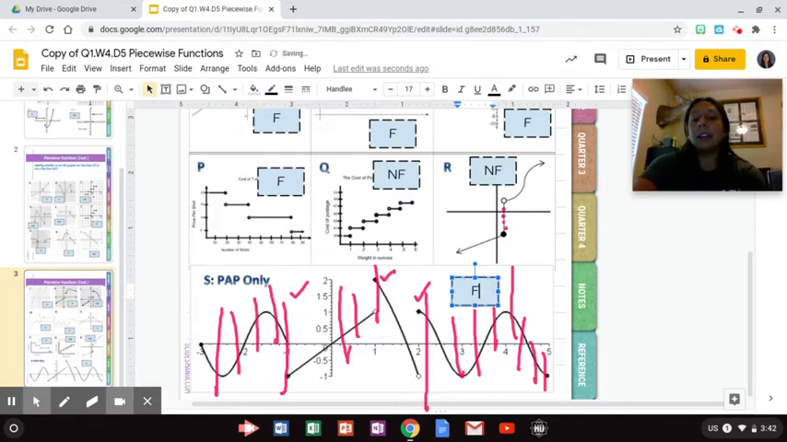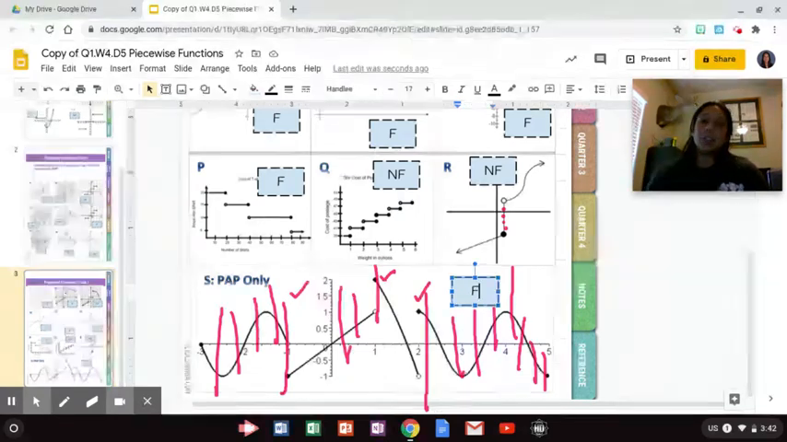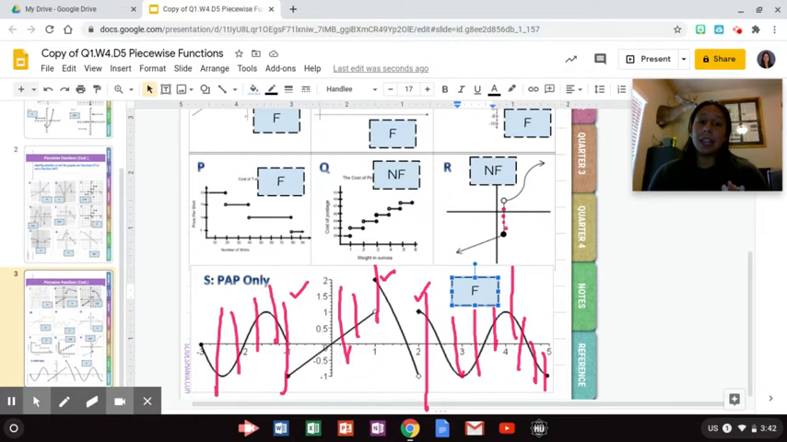Okay, so today you're going to have piecewise functions, and you're also going to have functions that we did yesterday. You'll be looking at piecewise functions, graphs, tables, mapping, and ordered pairs. So you should be able to identify whether it's a function or not a function using what you learned today and what you learned yesterday.